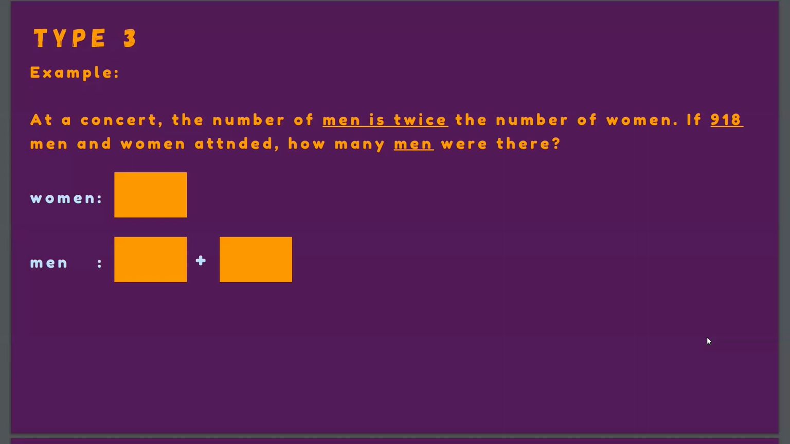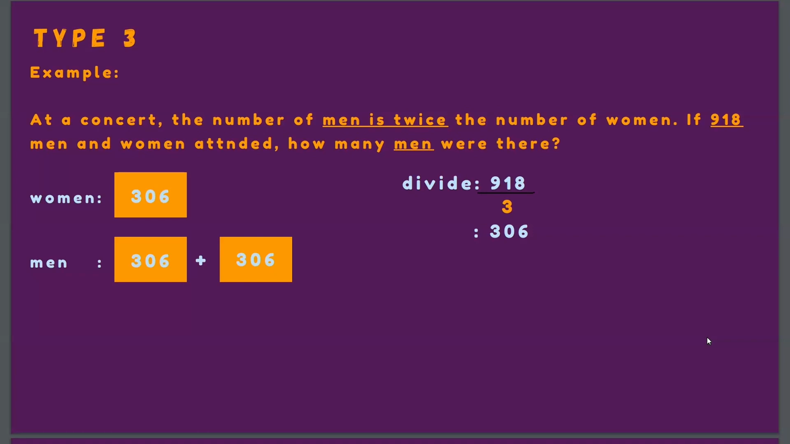So the women, we have 1 share. The number of men is twice the number of women, so we give men 2 shares. Therefore, we divide 918 by 3. Now you realize we're not dividing by 2 because it's 2 groups. We always divide by the number of equal shares. There are 3 equal shares here. So 306 goes in each of the boxes.